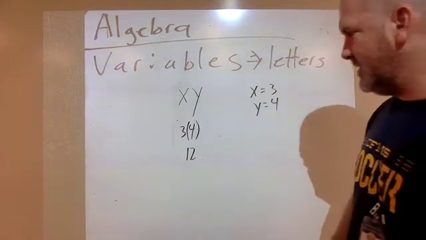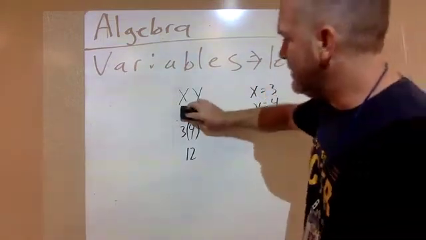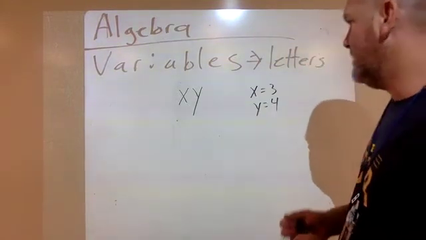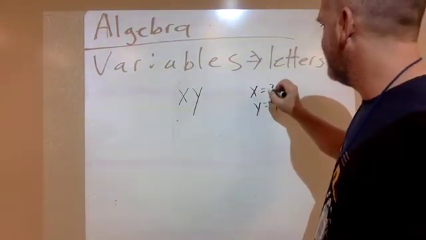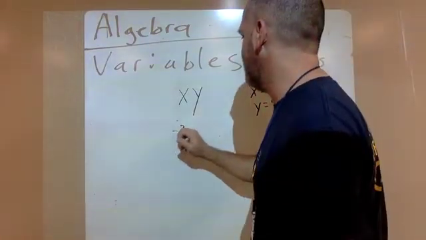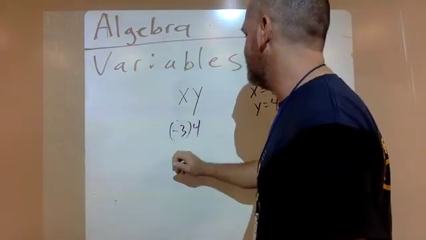Your introduction to algebra. All right, now unfortunately, we also have to deal with negatives. So let's say x is negative 3, then you've got negative 3 times 4, which is negative 12.